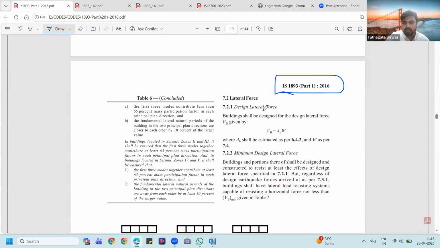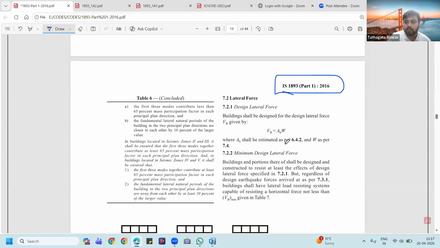Okay, that is the design lateral force or the base shear. It could also be stated as the resistance of the same force, because the resistance and the force should be equal and opposite. Otherwise, there would be no equilibrium, right? So it could be either resistance or the force. Both things are called base shear only, right?